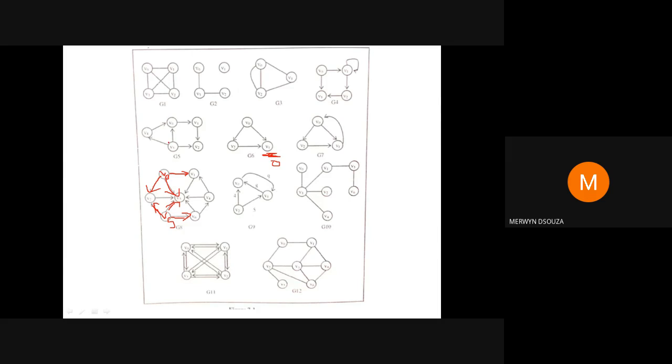So in simple terms, the degree of a node is equal to the in degree of that node plus the out degree of that same node. The number of edges that are entering the vertex plus the number of edges that are leaving that vertex is equal to the degree of that vertex.